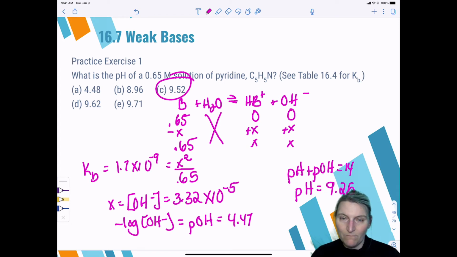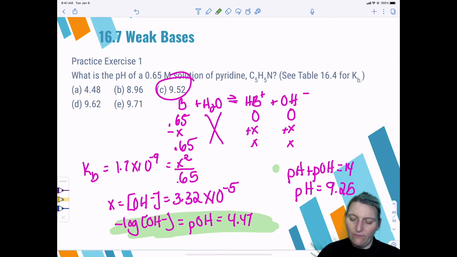Okay? So really the only difference here between these problems, doing them as an acid or a base problem, is once I get my answer, I will often have to do a little bit more work to find the pH. But honestly, not that much more work.